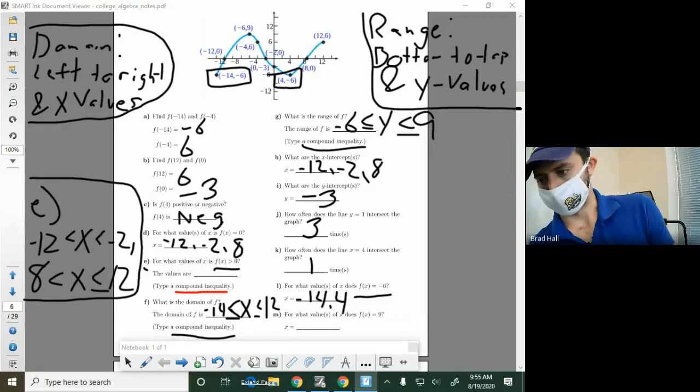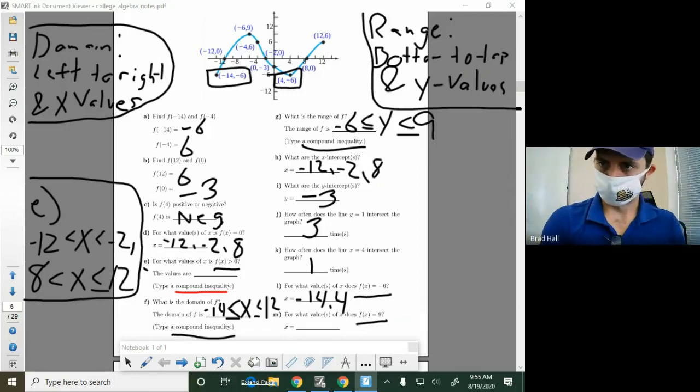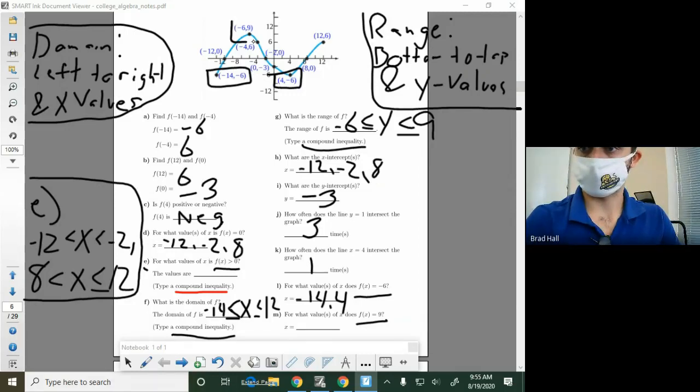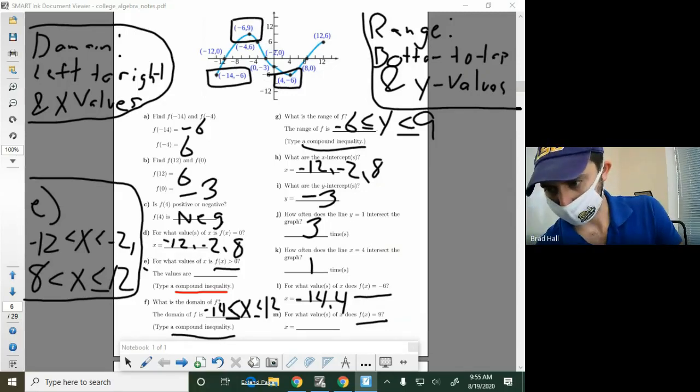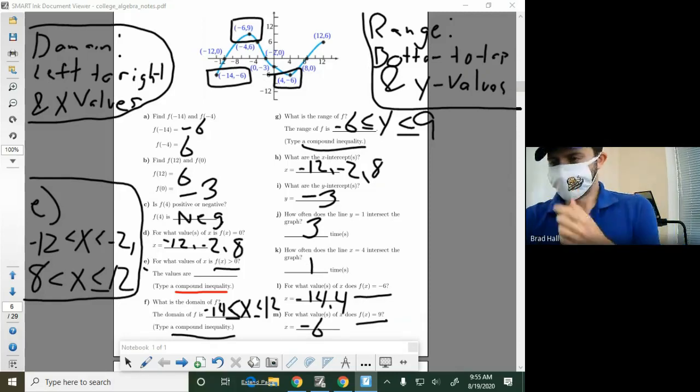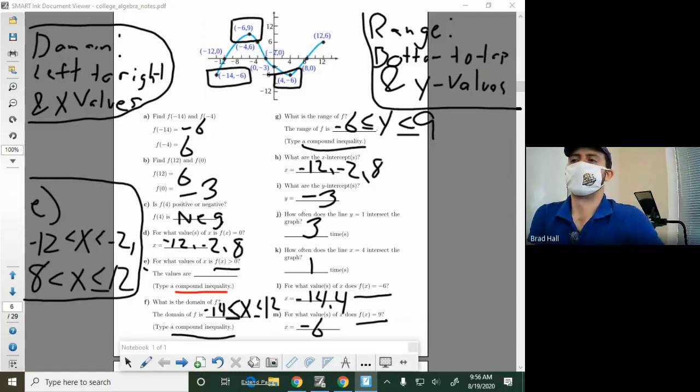Same thing for the next part. It's the same exact problem, just a different y value. y is 9. I look on the graph to find, where is y equal to 9? Right there. What is the x value that corresponds to that? Just -6. So that would conclude this problem.